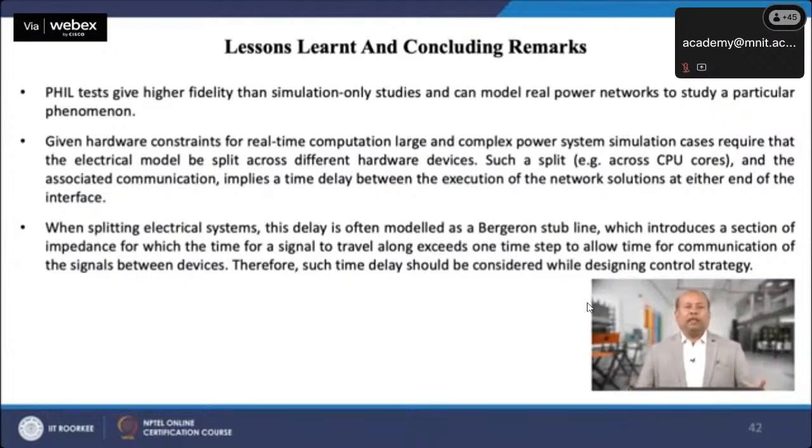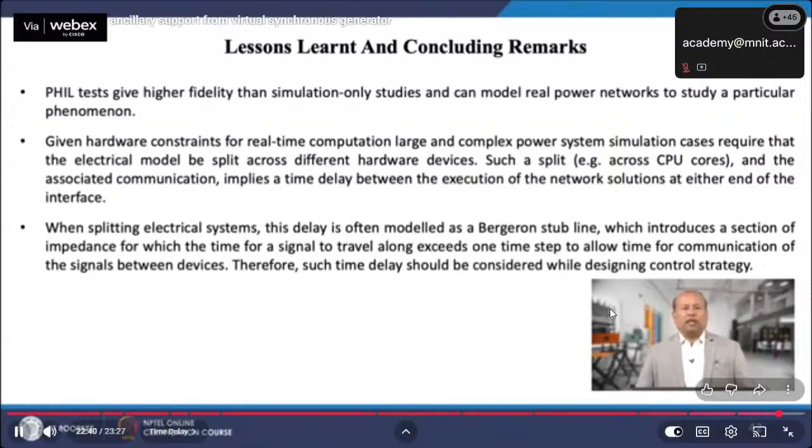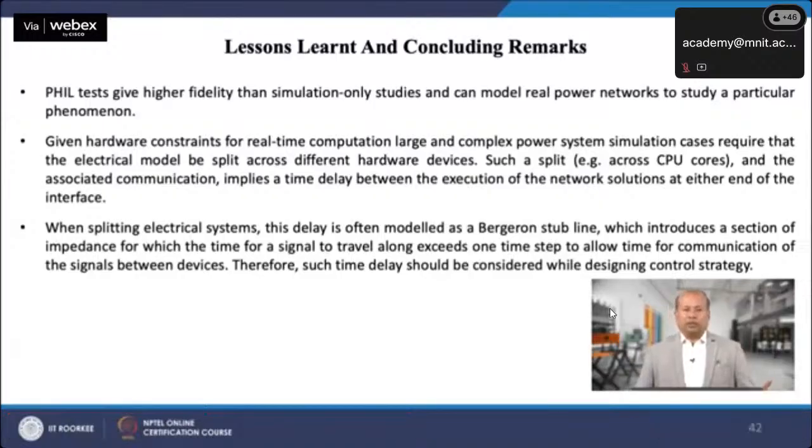When splitting an electrical system, this delay is often modeled as a Bergeron stub line, which introduces a section of impedance for which the time for a signal to travel along exceeds one time step, to allow time for communication of the signals between devices. Therefore, such time delay should be considered while designing the control strategy.